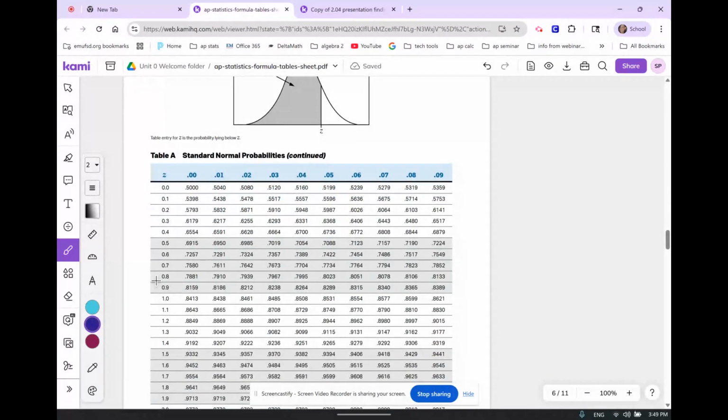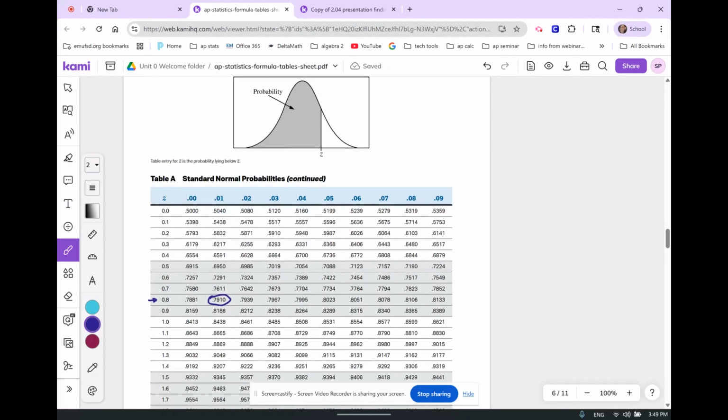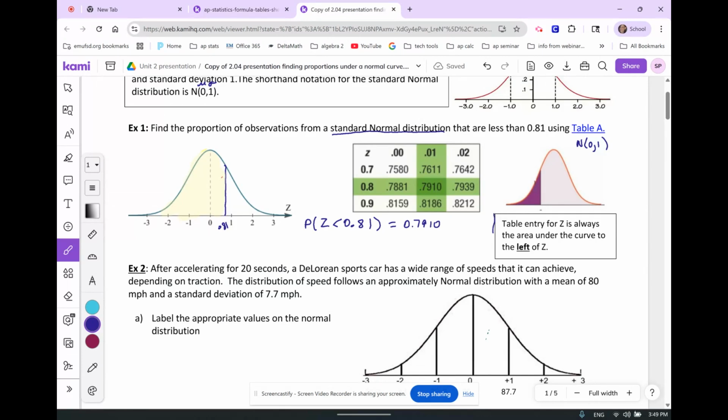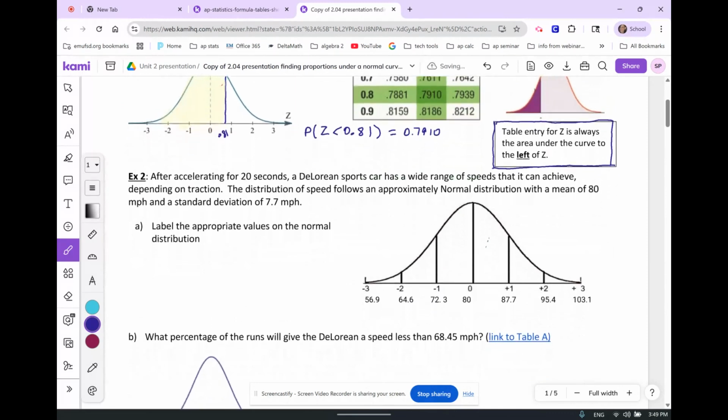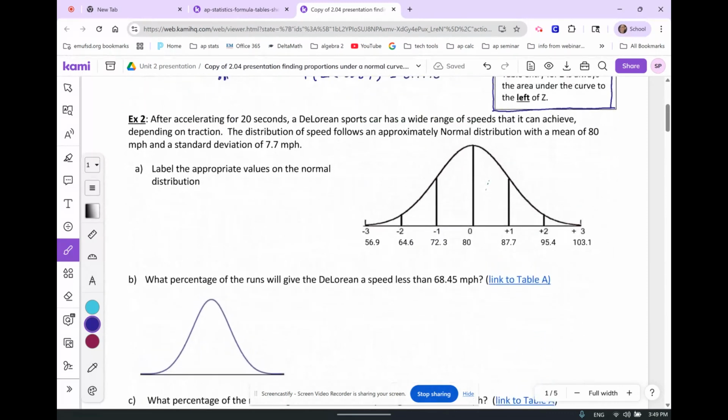And you see here's 0.8, and then 0.81 is 0.7910. And you can even see the diagram. The proportion of values is always towards the left of whatever the cutoff is. So this is really important. The table entry for z is always the area under the curve to the left of z. Okay, so how do I do this in a word problem?